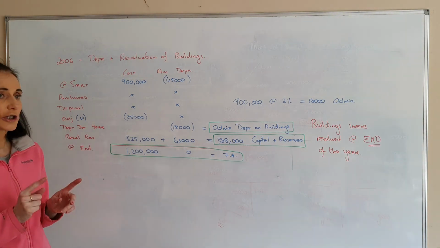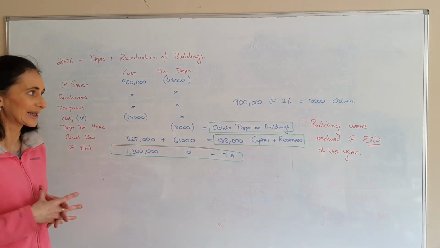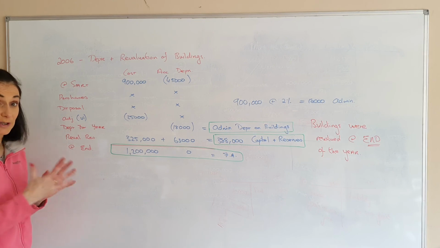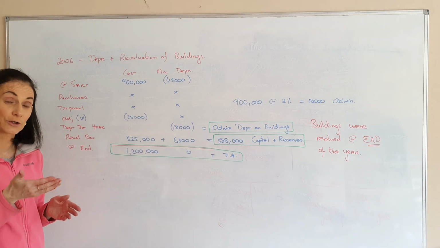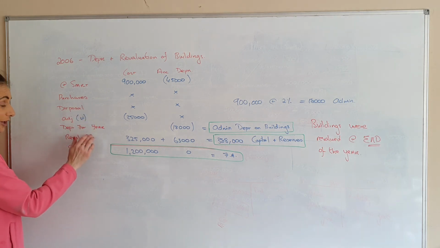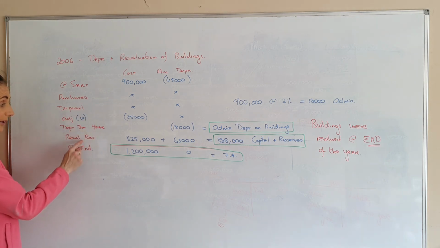Now if they're generally in a question going to revalue your buildings, one of these has happened. You've made some sort of adjustment to buildings. That's why this adjustment is normally near the end of the question, because they want you to have changed buildings first before you do this part and this part here.